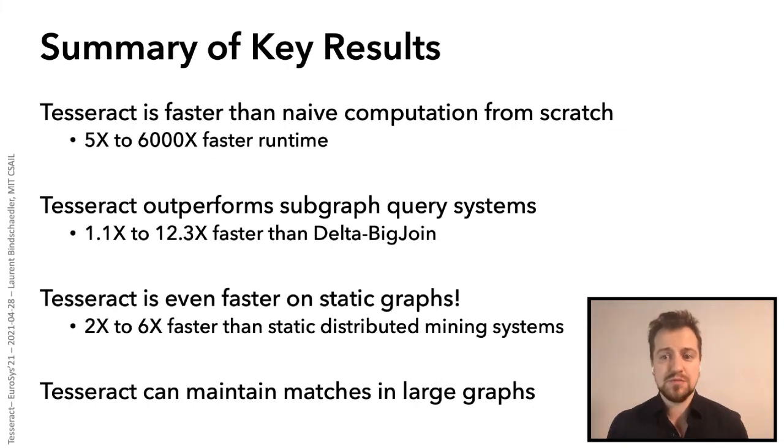So first, let me summarize the key results in the paper. The first result is that Tesseract is significantly faster than completely recomputing the matches from scratch. The second result is that Tesseract outperforms the closest system supporting evolving graphs. The third result, which is surprising, is that Tesseract is actually faster than distributed graph mining systems on static graphs. Finally, we also show that we can use Tesseract to track the updates to the match set in a very large graph after we've computed the original match set.